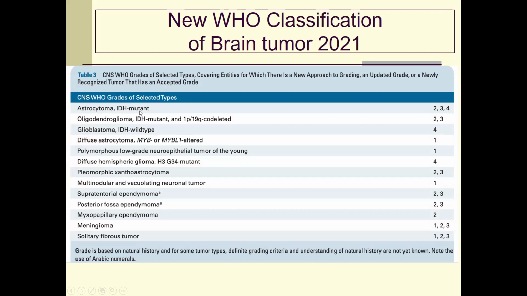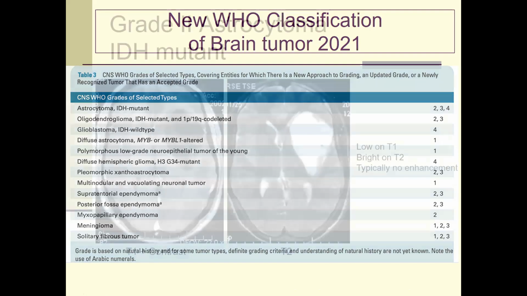If it is an IDH mutant tumor, the grade will be grade 2, 3, or 4. So grade 4 is the glioblastoma, like very high-grade tumors. So it could be from low grade to high grade. But if you have a glioblastoma IDH wild type, the genetic expression of the tumor is always grade 4, for example. So I'll just show you this. The new classification includes the genetic information.